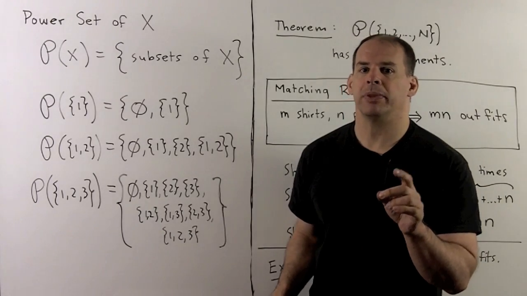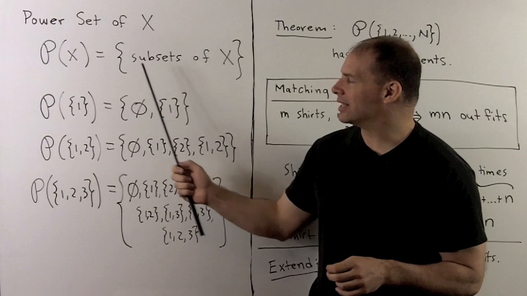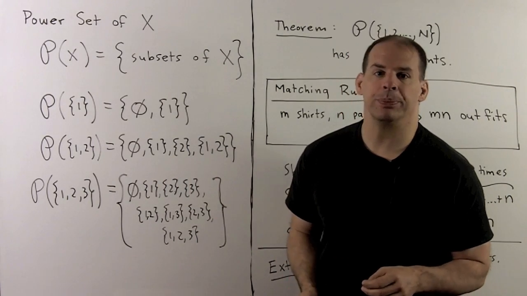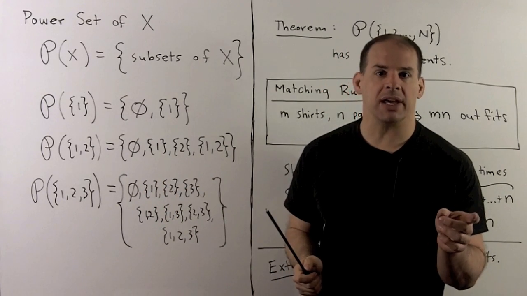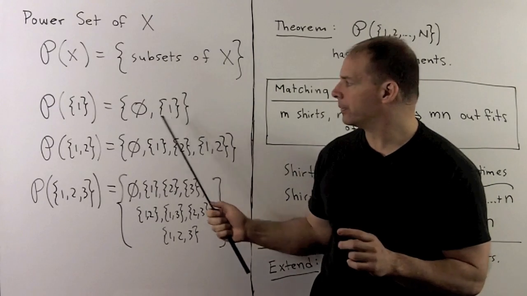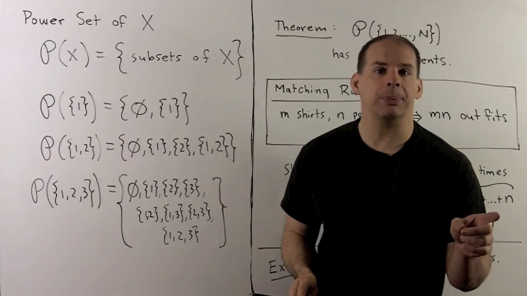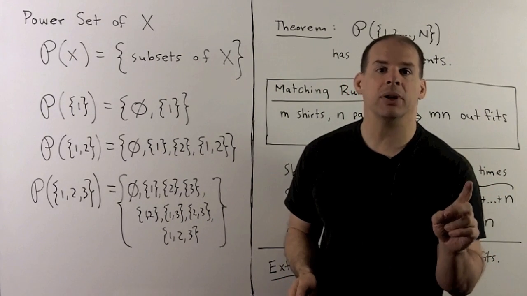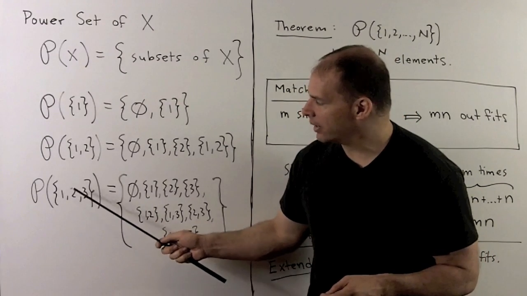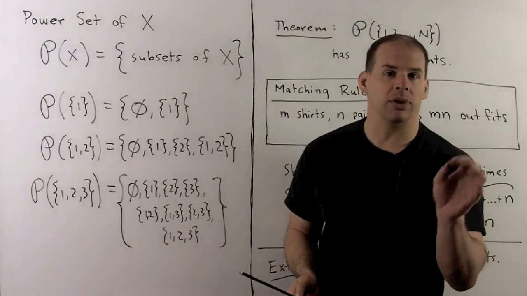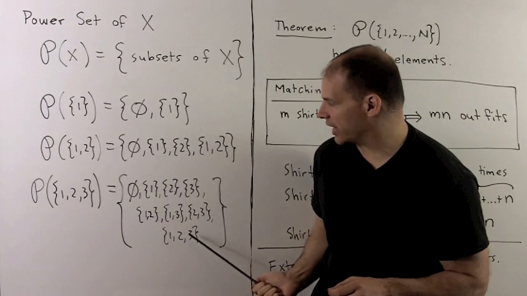Another construction that's useful: if x is any set, we can consider its power set. That's defined as the set of all subsets of our set x. So for example, if we take the power set of the set with only 1 in it, the subsets are the empty set and the set itself. If we take the power set of the set with 1 and 2, we have the empty set, we have 1 by itself, which we call a singleton set, we have 2 by itself, and we have the entire set. If we take the power set of 1, 2, and 3, again, we have the null set, we have the 3 singleton sets, we have the sets of pairs, and we have the set itself.